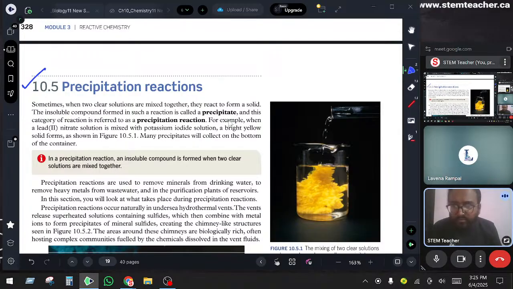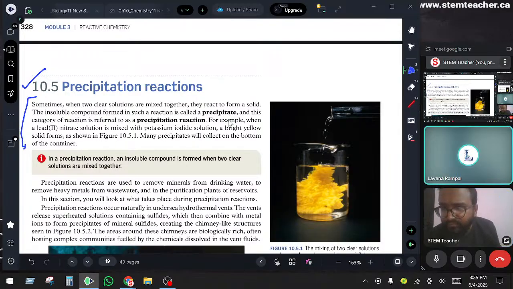Can you read this first para? Sometimes when two aqueous solutions are mixed together, they react to form a solid. The insoluble compound formed in such a reaction is called a precipitate, and this category of reaction is referred to as a precipitation reaction. For example, when a lead nitrate solution is mixed with potassium iodide solution, a bright yellow solid forms, as shown in figure 10.5.1.